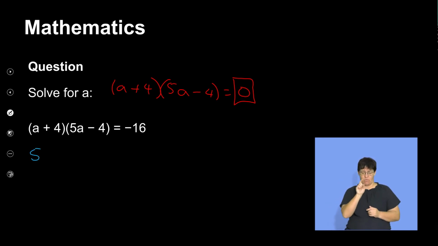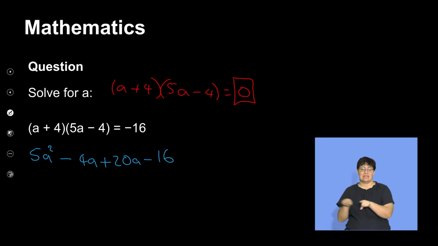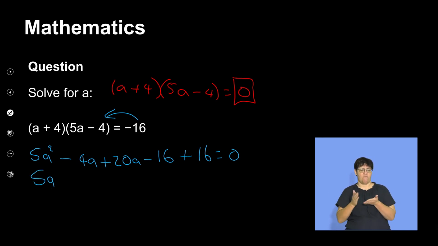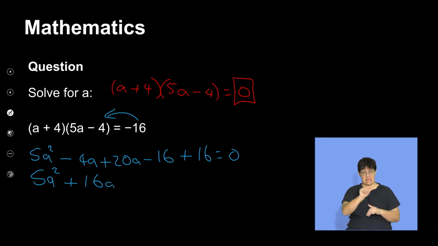So this will then be 5a squared minus 4a plus 20a minus 16 plus the 16 equal to 0, right? Because I want this to be equal to 0, but I can't just take it on the other side and not FOIL out my 2 brackets, which then gives me 5a squared. These ones will give me plus 16a, minus 16 plus 16 will then give me 0, and this will therefore equal to 0.